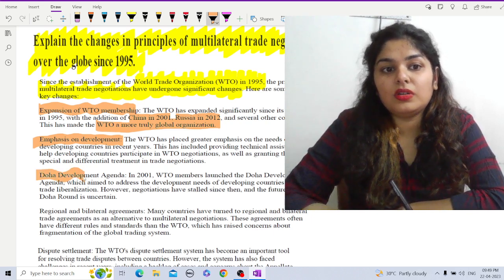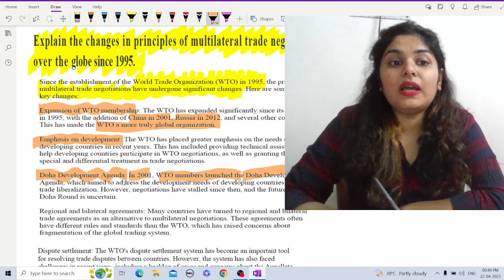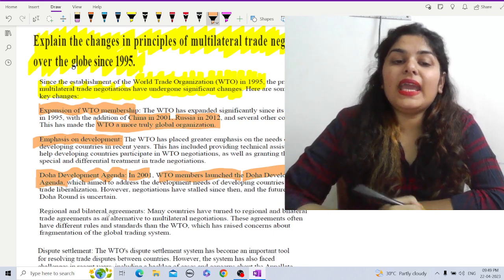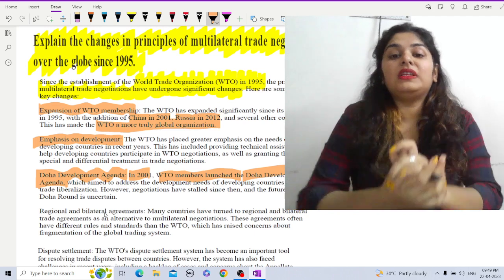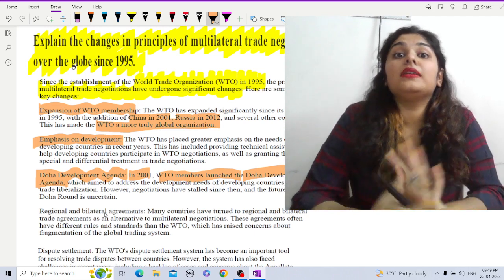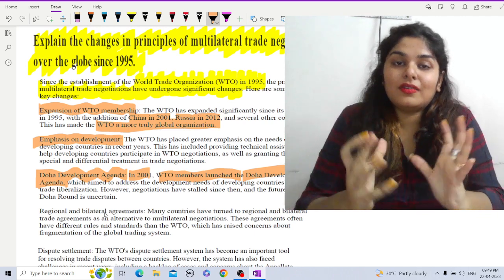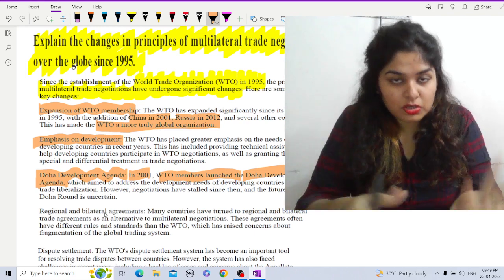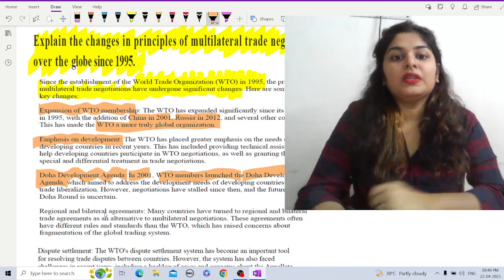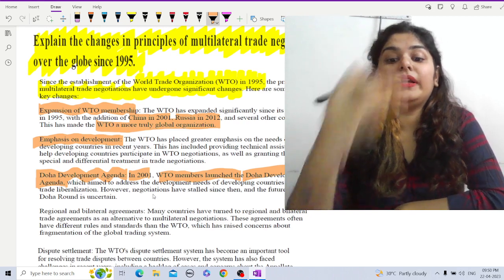Next one is about the Doha Development Agenda. So in 2001, WTO members launched the Doha Development Agenda. Okay, so what was the aim of this? The aim of this was to address the needs of the developing countries through trade liberalization, to reduce the trade barriers and the restrictions and allow the countries to export. So trade liberalization, right? That was the agenda of Doha development.